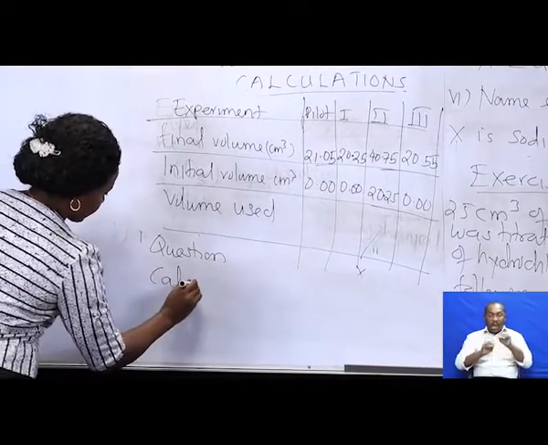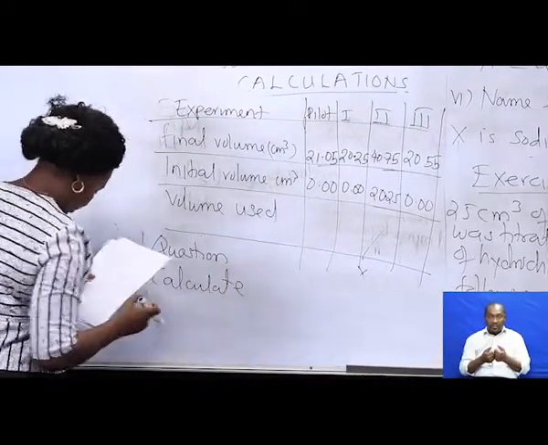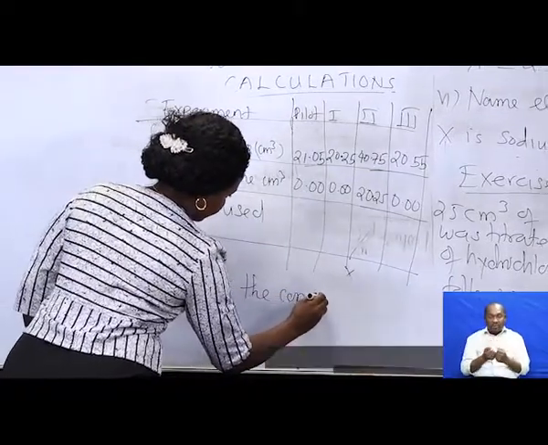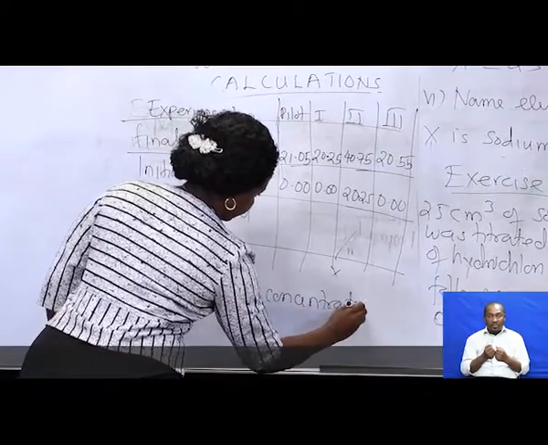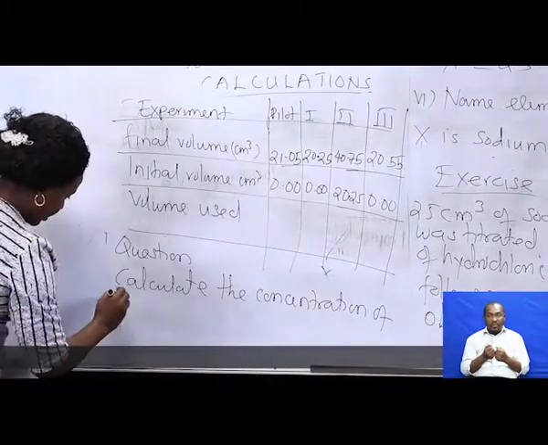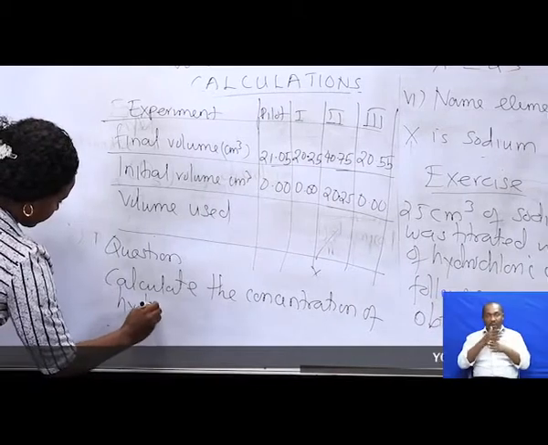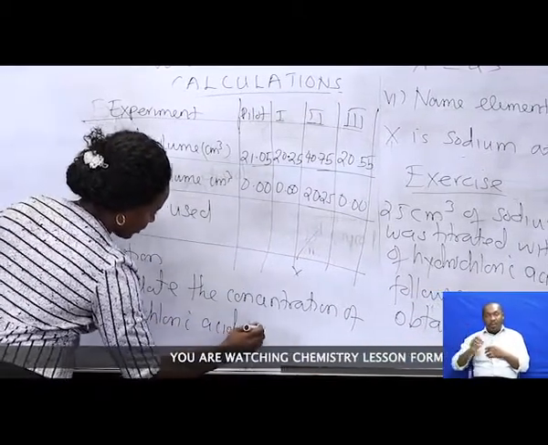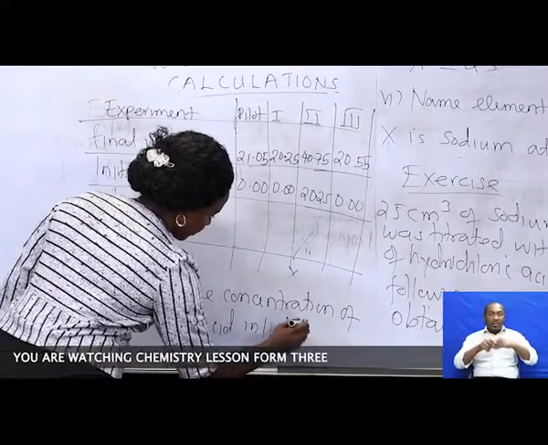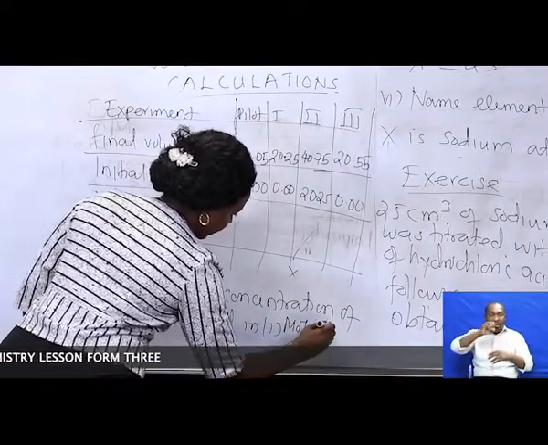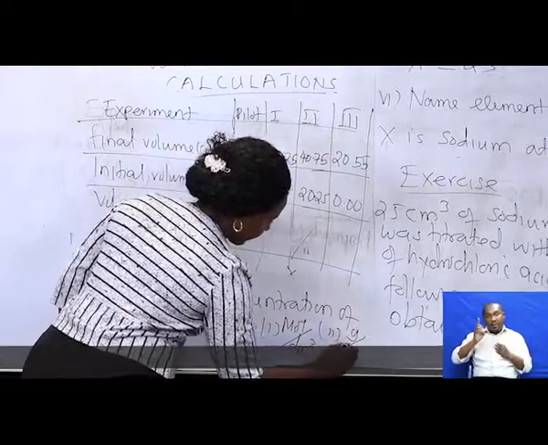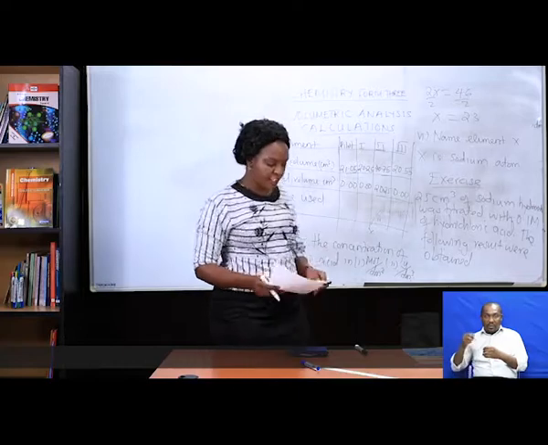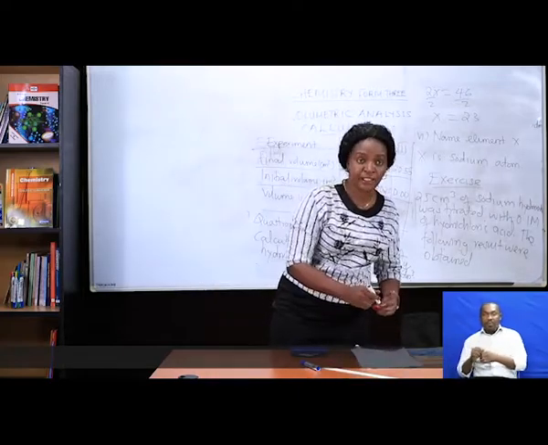The question is, calculate the concentration of hydrochloric acid in moles per cubic decimeter and in gram per cubic decimeter. Try this. Thank you very much for listening.